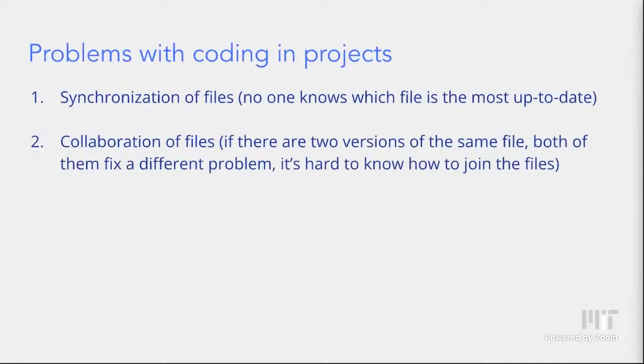And so we have encountered another problem here. If there are two versions of the same file, and both of them have changes in different places, then how do we know how to join the files? And even if we did know how to join the files, how do we do it in a way that doesn't take forever and isn't prone to error?